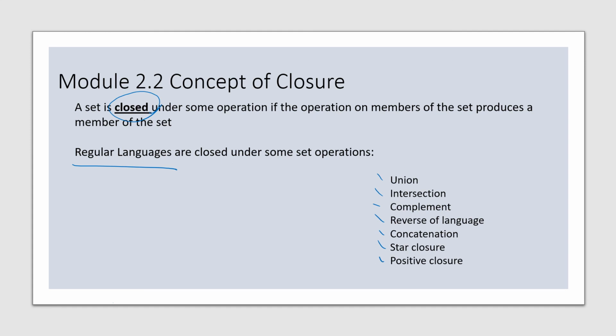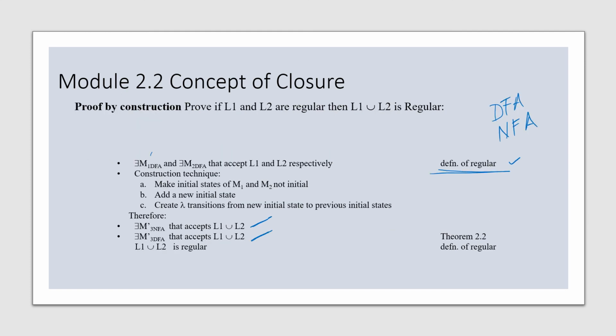All right, so now let's just look at an example. Here we want to prove by construction that if L1 is regular and L2 is regular, then the union of L1 and L2 is also regular. So we can do a proof by construction to show that this is true.